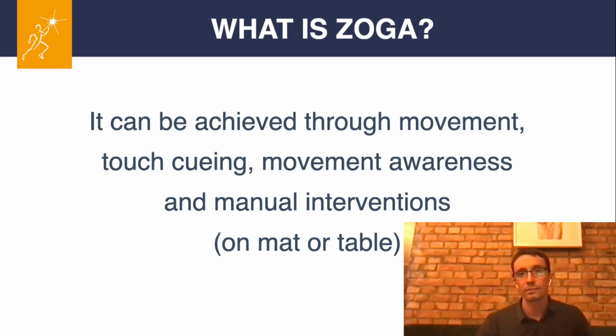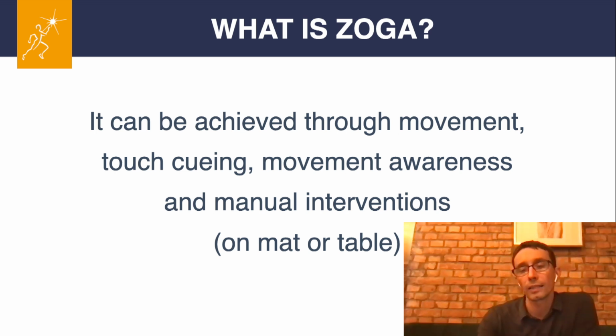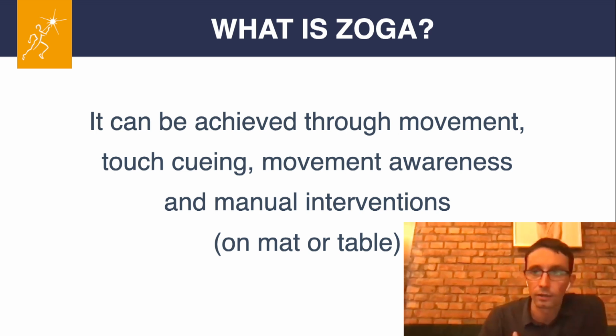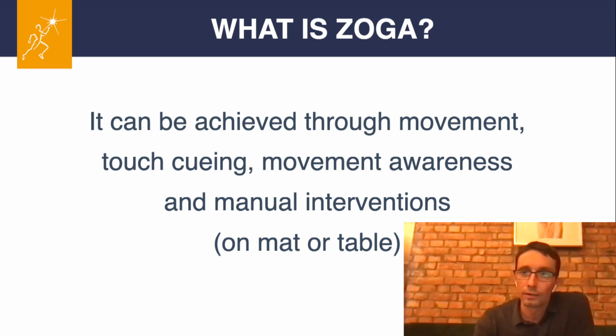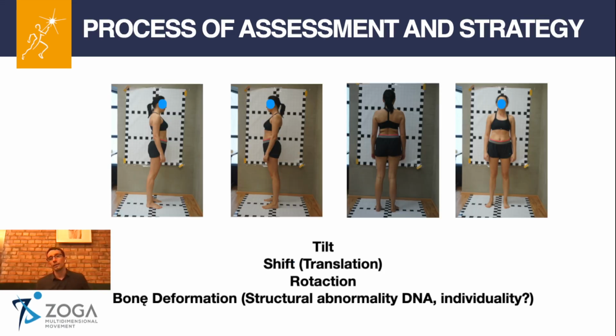So that's the first layer of intervention: only exploring the movement by a client, but also guiding that movement. And then you can also add manual interventions where you address soft tissues, joints, neurovascular bundles, organs, bones, and all of the structures that create our anatomy to help that client to find more freedom in their movement.